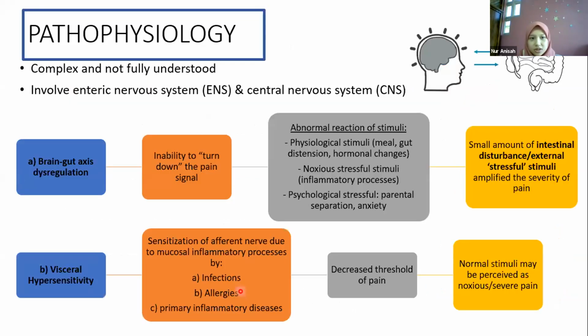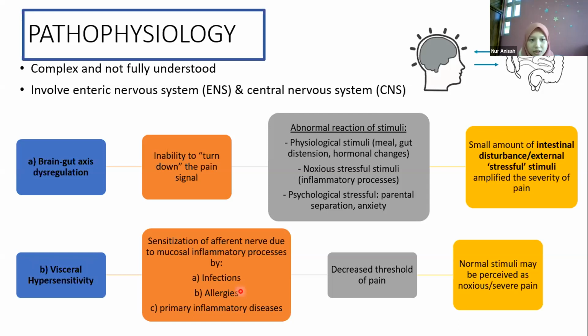Then pathophysiology, it is said to be complex and not fully understood. However, it involves the enteric nervous system, the ENS, the gut brain, and also the CNS, central nervous system. There are 2 theories that support the pathophysiology of FAP. The first is brain gut axis dysregulation, and the second one is visceral hypersensitivity.